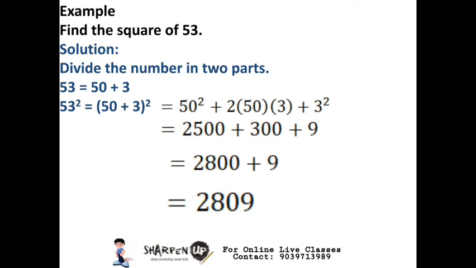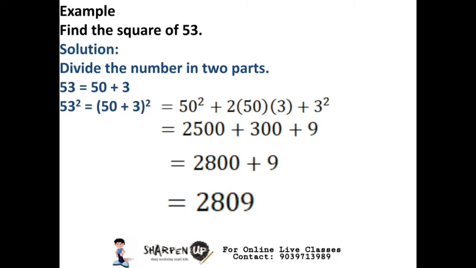So what is our formula? p square, so we will write 50 square, plus 2pq. 2pq we can write as 2, 50 and 3. That means 2 into 50 into 3, plus q square. So instead of q square, we are writing here 3 square.